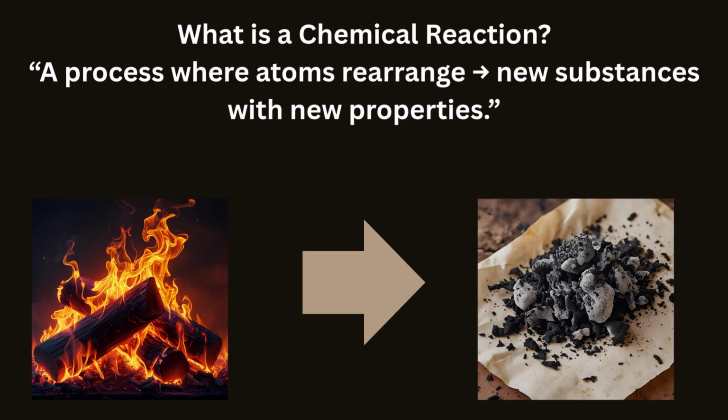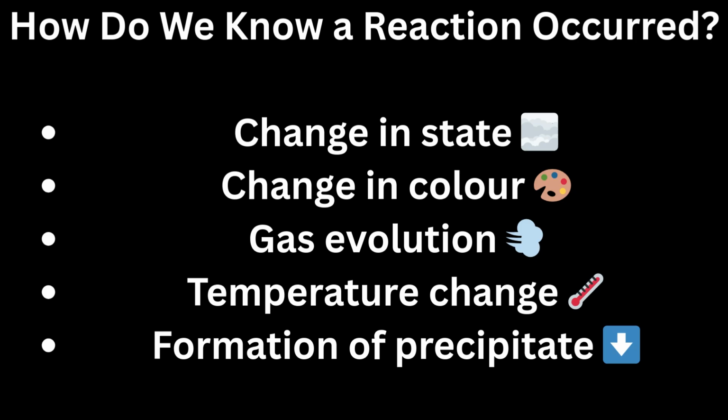How do we know a reaction has occurred? There are certain signs that tell us a chemical reaction has taken place: change in state, for example, water changing into gas during electrolysis; change in color, rusting of iron turns it brown; gas evolution, bubbles when baking soda reacts with vinegar; temperature change, it may become hot (exothermic) or cold (endothermic); formation of a precipitate, an insoluble solid settling down in a liquid. These clues confirm that a new substance has been formed.